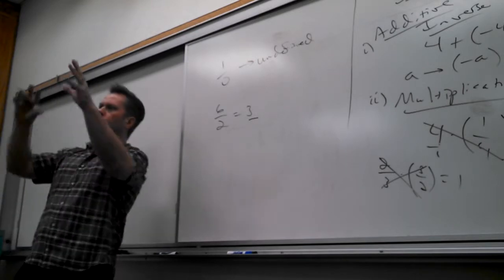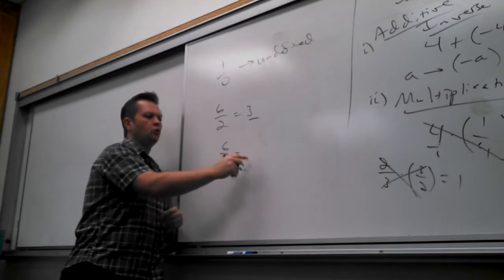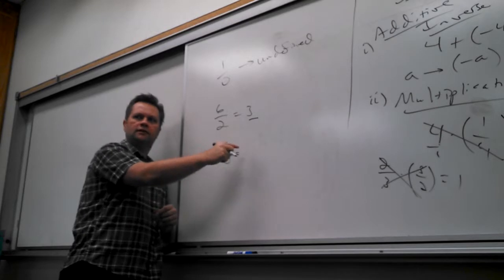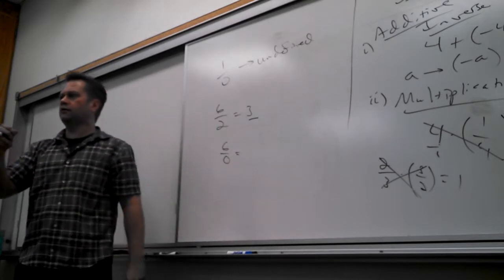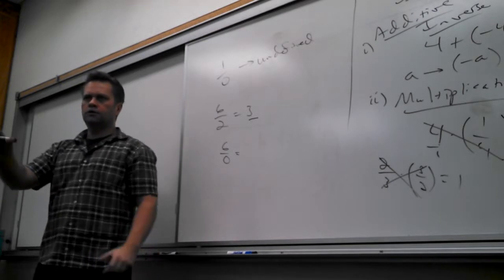But watch this. 6 divided by 0 would have to be the number defined such that when you multiply by 0, you get 6. Is there any number defined to do that? No. So we call it undefined. Do you see what I'm saying?